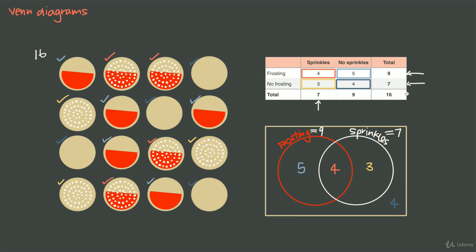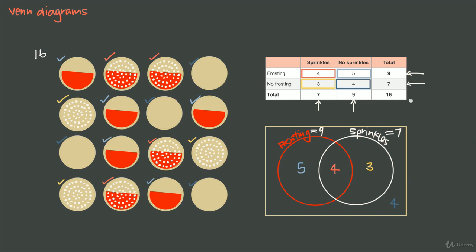And then same thing here for cookies with no sprinkles. I know that 4 and 3 are both inside my sprinkles circle. They have sprinkles on them. I ignore them. But all of the numbers that are completely outside of my sprinkles circle are the 5 here and the 4 here. 5 plus 4 is 9. There are 9 total cookies that have no sprinkles, which is what I see in the two-way table.